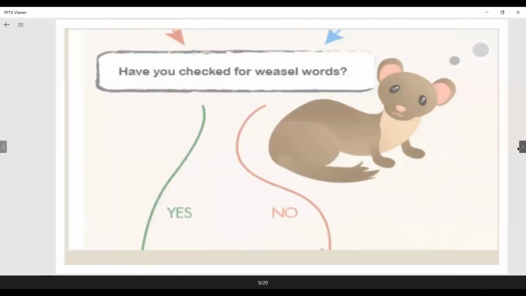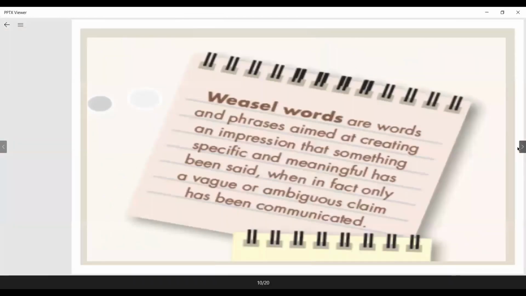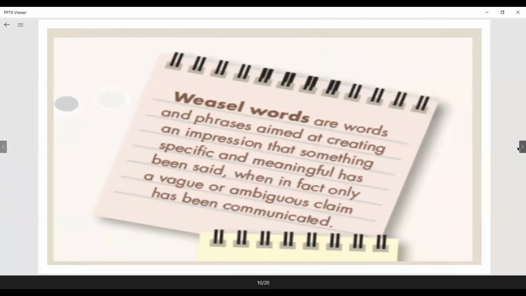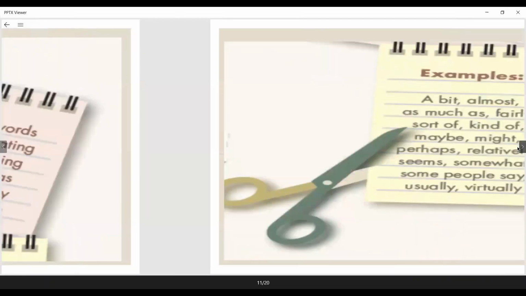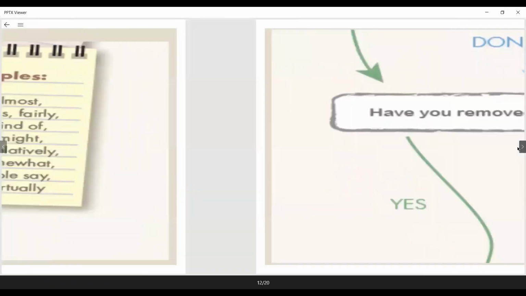Okay, now, have you checked for weasel words? What are weasel words? Weasel words are words and phrases aimed at creating an impression that something specific and meaningful has been said, when in fact only a vague or ambiguous claim has been communicated. Examples are a bit, almost, seems, somewhat, some people say, usually, virtually. So avoid these types of words.